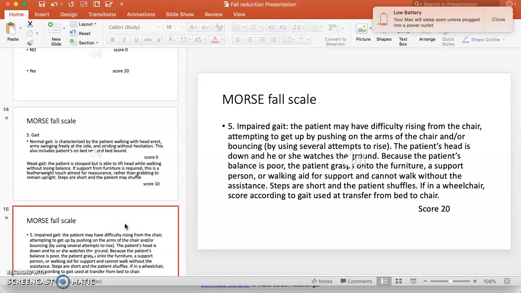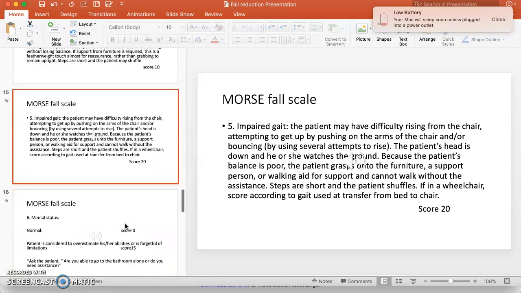Impaired gait. These are the people who are clutching onto the furniture to stay upright, or they're clutching onto their walking aid, and they cannot walk without it. These are the people who have a hard time getting up out of the chair. These are the people that are constantly looking down at the floor, and they might grab onto your hand so tight that your knuckles turn white. They get a score of a 20.